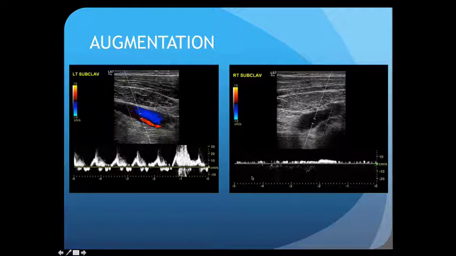If we look, however, on the right side, the swollen side, first of all we can see that there's loss of that normal flow, and then with augmentation all we see is this very small increase in blood flow at that point. And that was due to an almost complete obstruction of his subclavian vein, so proximal to where we had the probe situated in this image.